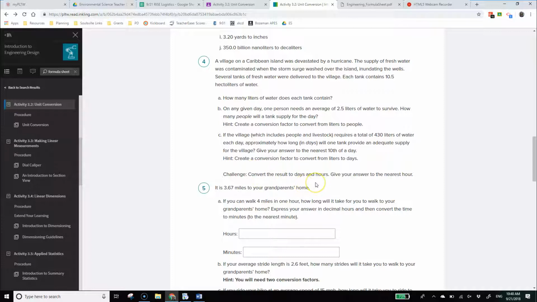And then I'm going to do the challenge as well. So converting days into hours. How many hours are there in a day? 24. So let's see here. 2.4 days. 1 day is 24 hours. So I multiply 2.4 by 24 to convert days to hours. And what did I get?